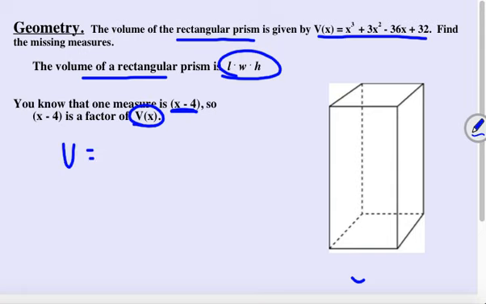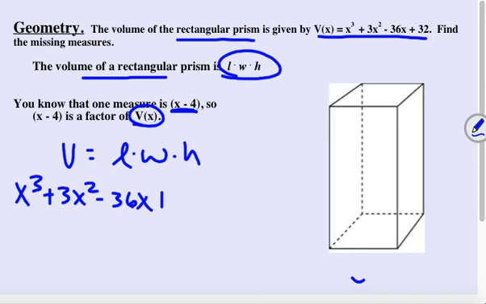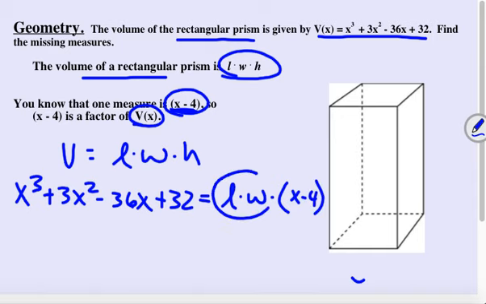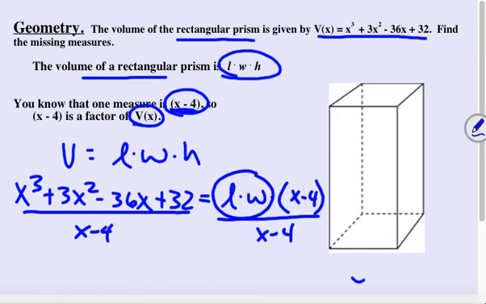So I'm going to say this, volume equals length times width times height. So my volume, x cubed plus 3x squared minus 36x plus 32, is equal to length times width times height. And we'll just say length times width times, I'll say my height is x minus 4 now. So if I want to find the length and the width, what I'm going to have to do is divide both sides by x minus 4, and then work from there.